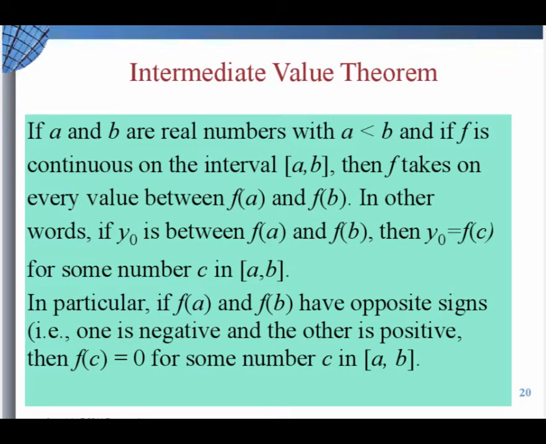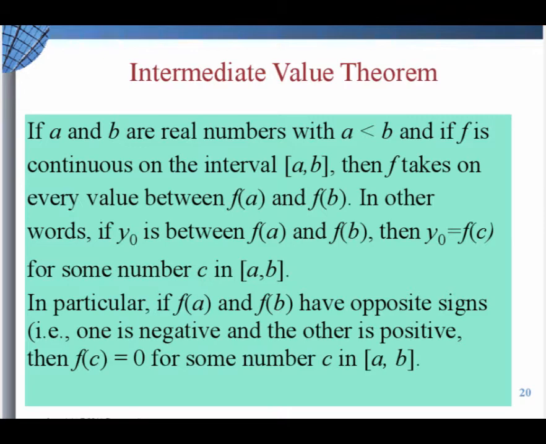If a and b are real numbers with a less than b, and if f is continuous on the interval a to b, then f takes on every value between f of a and f of b, meaning the function has every value between the value of the function at a and the value of the function at b. In other words, if some y value, y sub 0, is between f of a and f of b, then y sub 0 equals f of some value c for some number c in the interval a to b.